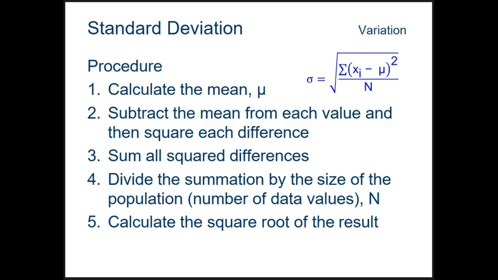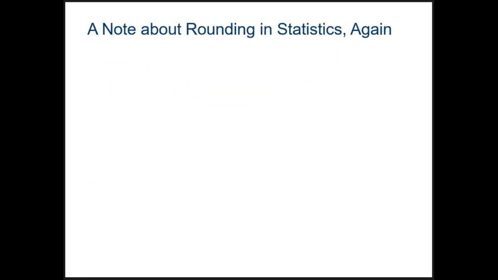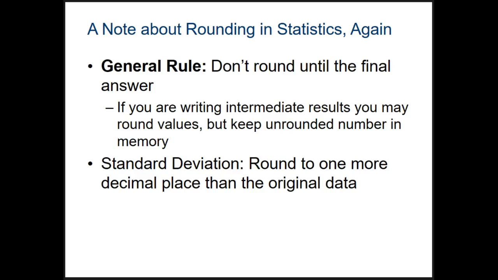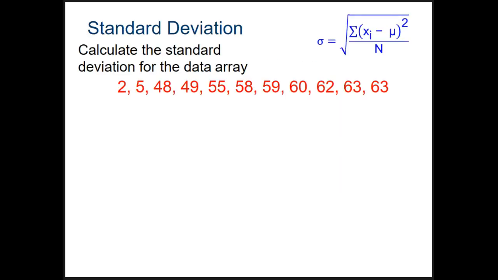To do this, the procedure that Project Lead the Way suggests is that you calculate the mean first. You subtract the mean from each value and then square the difference. Then you sum all of the squares, divide the sum of the squares by the number in the population, and then take the square root of that result. They also talk about rounding again, and you want to go at least one decimal place beyond what the mean and that sort of thing are.